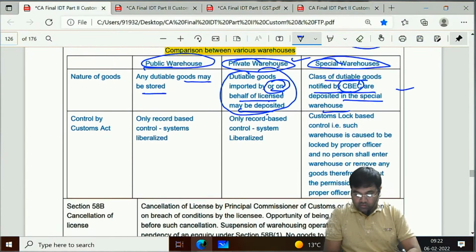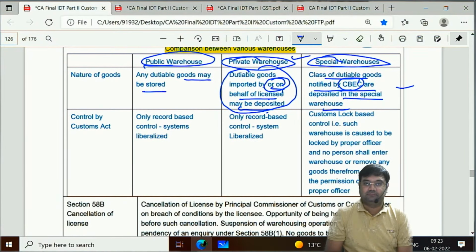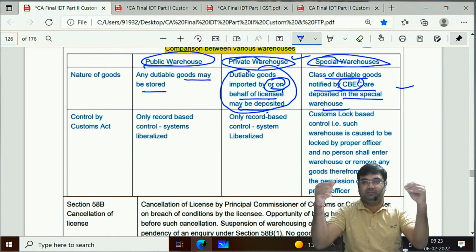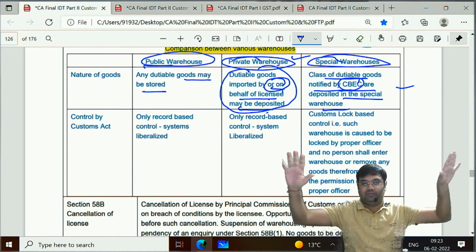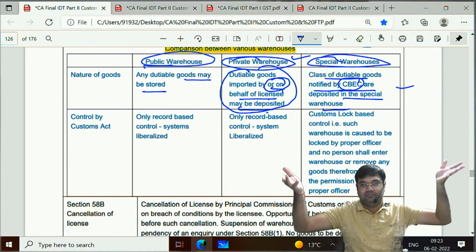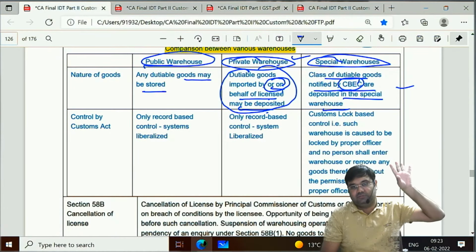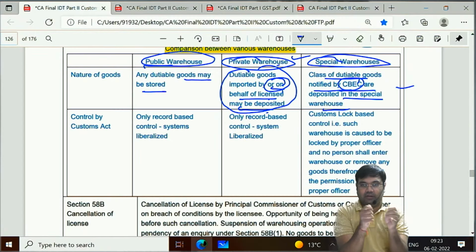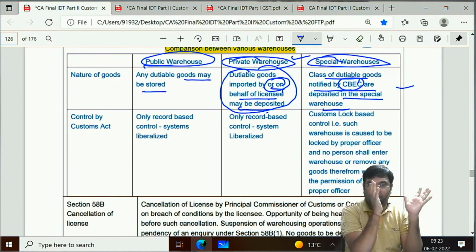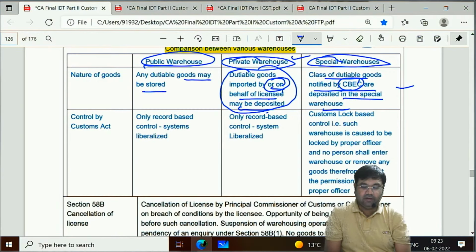Now who is going to control the warehouse? So let's assume that this room is the warehouse. So who is going to control? The customs authority is going to issue the order: deposit in the warehouse. So the person is going to take that order and go to the warehouse owner, the licensee, not owner, the licensee who got the license.